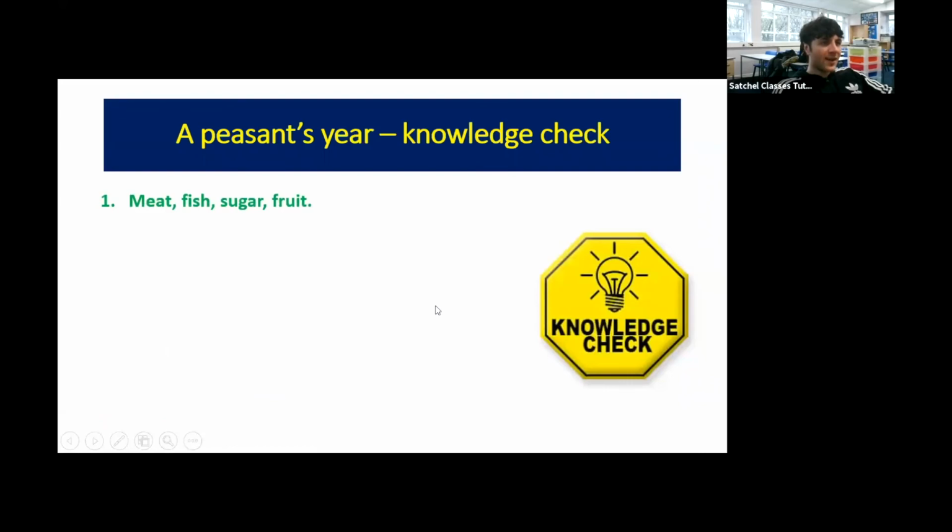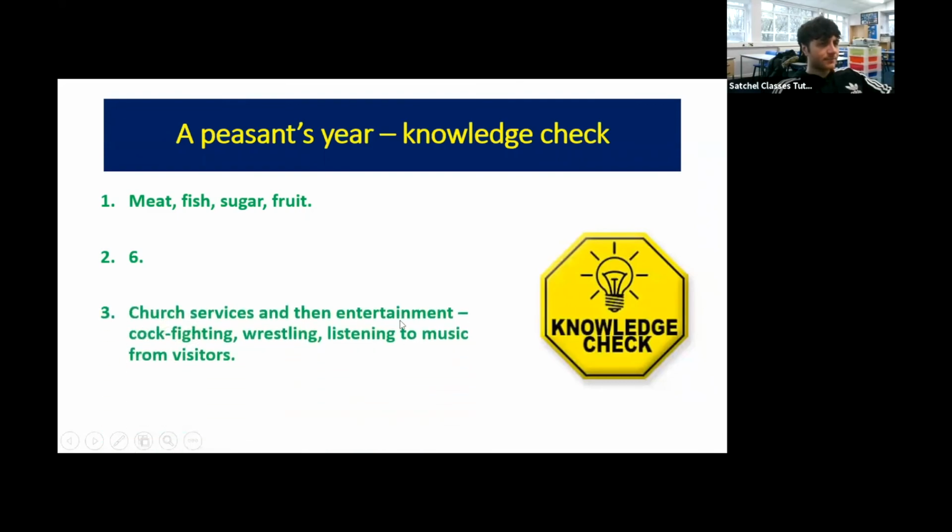So question 1, meat, fish, sugar and fruit were all really, really rare for a peasant to access, even though the Lord would have access to them. Question 2, it was 6. Question 3, church services and then entertainment was what happened on a Sunday. And this would be things like cockfighting, wrestling, listening to music from traveling musicians, or the one about a tamed animal from a visitor. And then number 4, tithe is a 10% annual tax paid to the church.